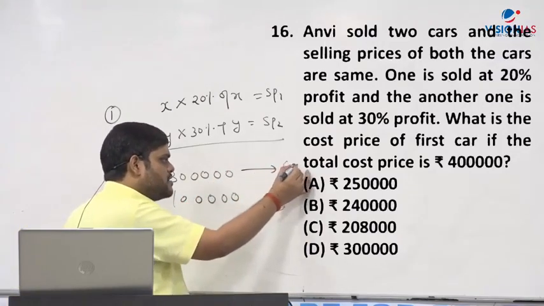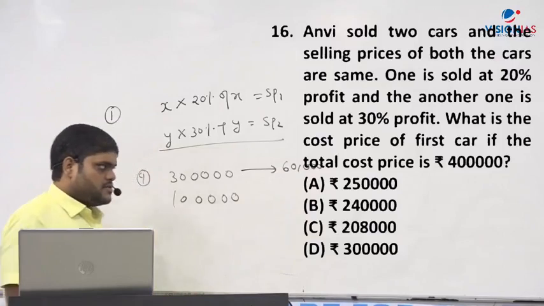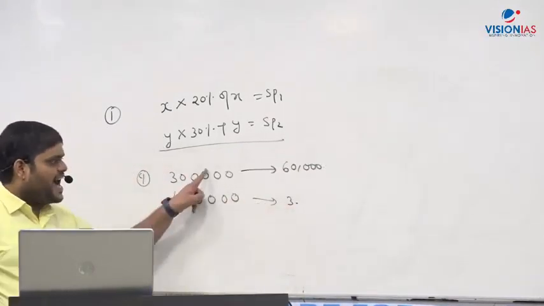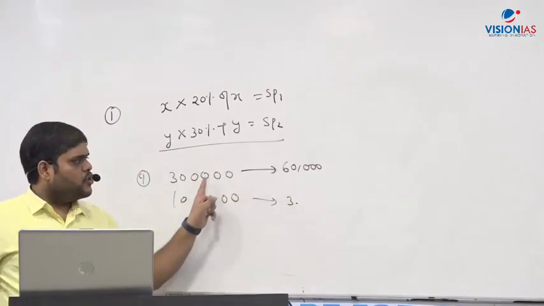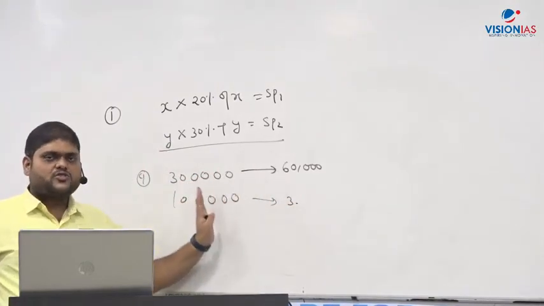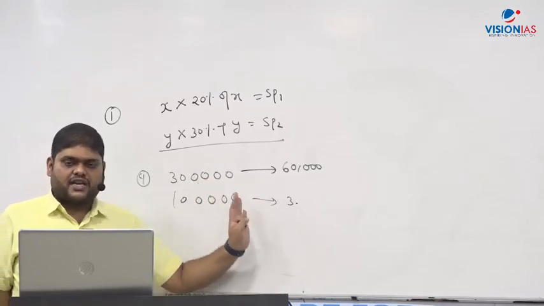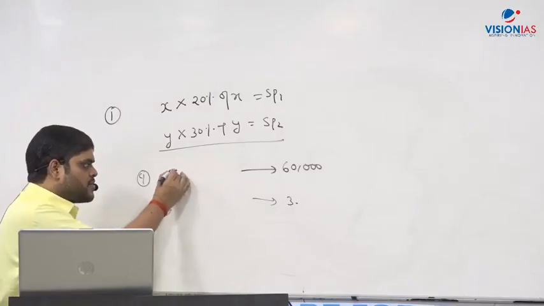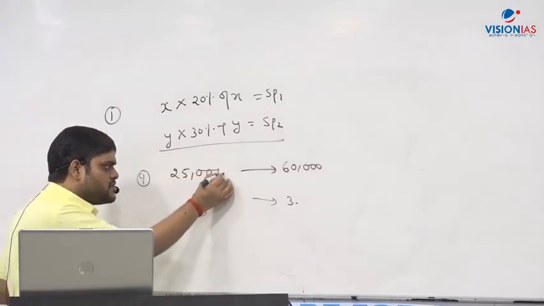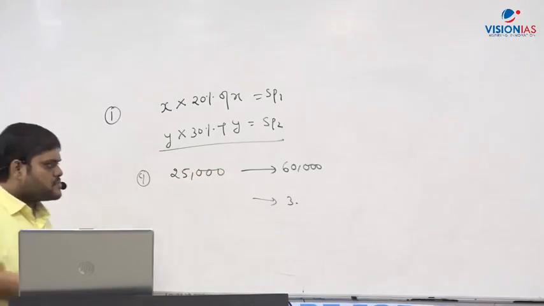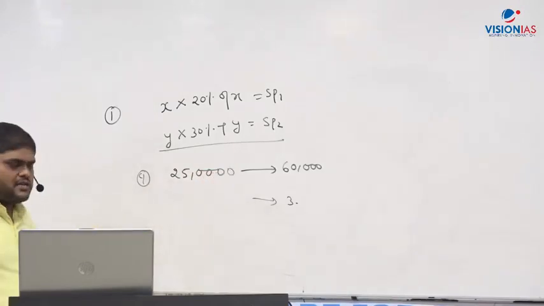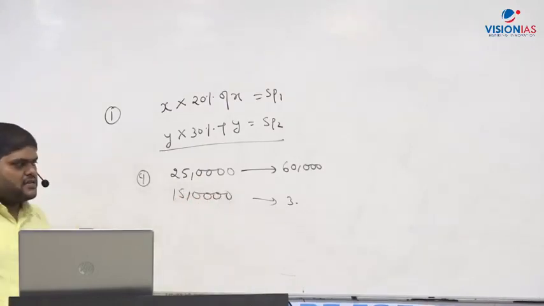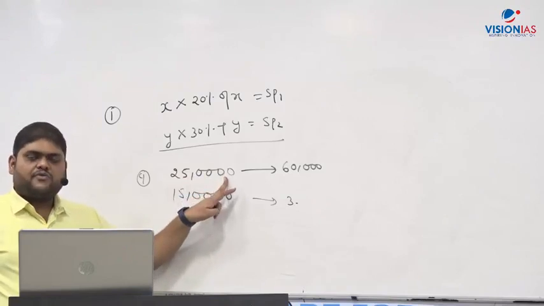Now 20% of this becomes 60,000, and 30% of this becomes 30,000, and even if I add both things, both are not going to become equal. That means this option is wrong. Now check option number first. Option first is 2,50,000. Another one will be 1,50,000. 20% of this becomes 50,000.